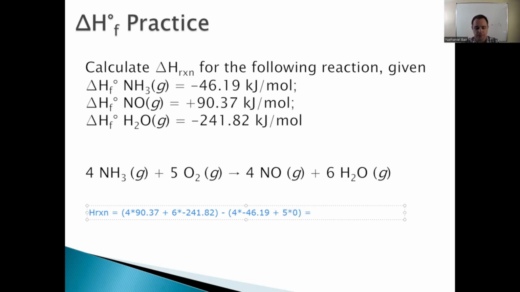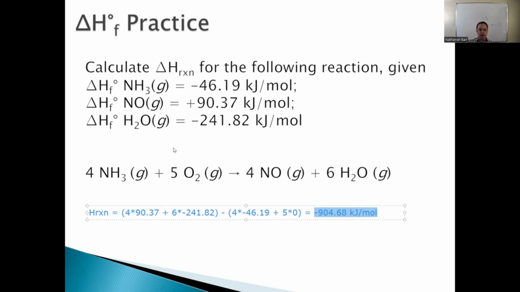And now we add these up. And we get negative 904.68 per mole. So if you wanted to have 4 moles of ammonia combined with 5 moles of O2 to make 4 moles of nitrogen monoxide and 6 moles of steam, that is an exothermic reaction. This is a redox reaction here, and that is going to release 904.68 kilojoules per mole of energy.